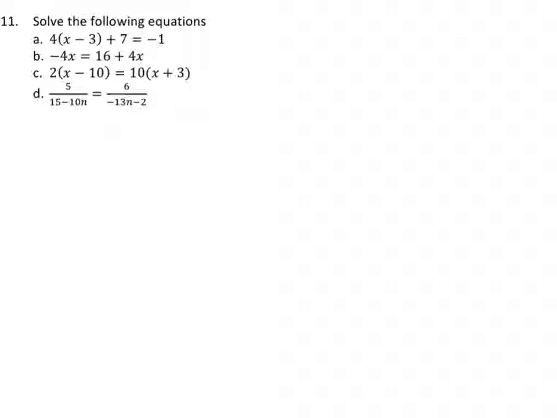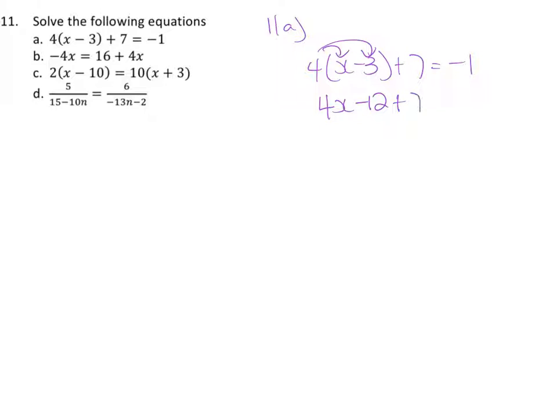Number 11a. 4 into x minus 3, plus 7 equals minus 1. So I can expand the bracket, being careful with my signs. So I get 4x minus 12 plus 7 equals minus 1. I simplify, so I get that 4x minus 5 is equal to minus 1.